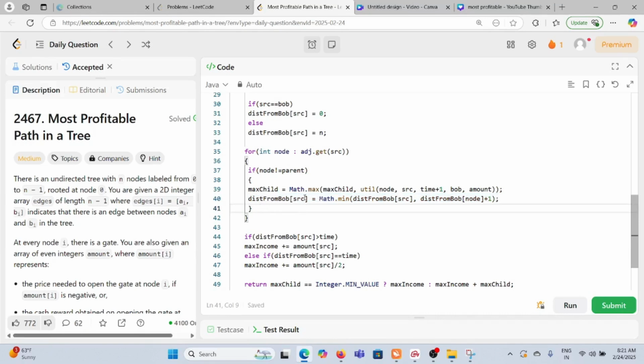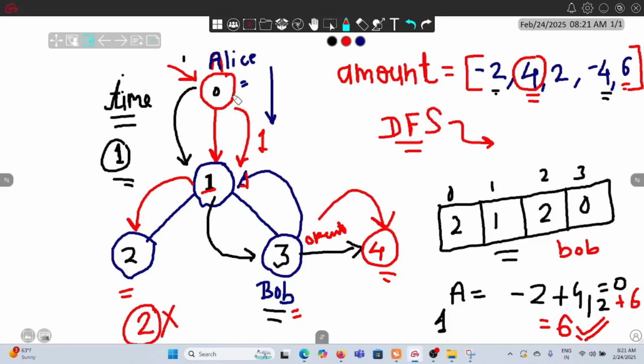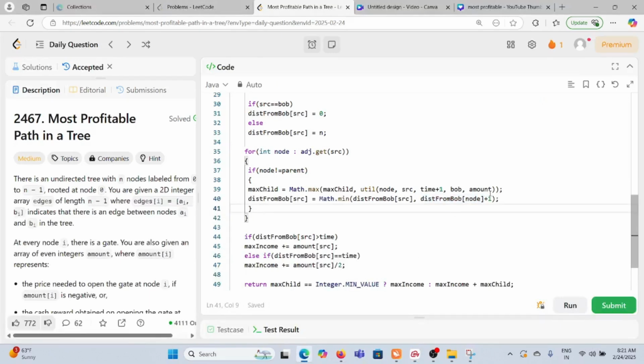So here distance from bob SRC equal to math.min, because we are looking for the minimum value for every node. So we are calling the distance from bob SRC and distance from bob node plus 1, right? Because we are moving downwards. So at this node plus 1, obviously if whatever distance from L is 0, it would be from 1, whatever distance of bob from 1 plus 1. So that is the reason we are doing this. So distance from bob node plus 1.